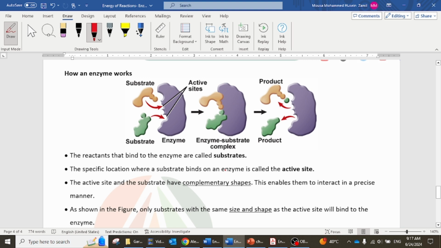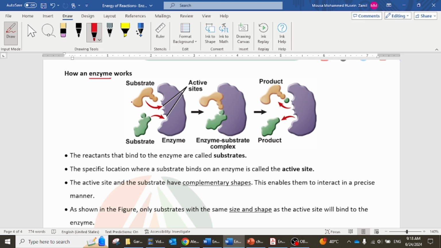Okay, welcome back again, and this is video 4, and in this video we are discussing how the enzyme works. As we mentioned in the previous video, enzymes are catalysts which speed up chemical reactions by reducing activation energy. How does the enzyme do that?